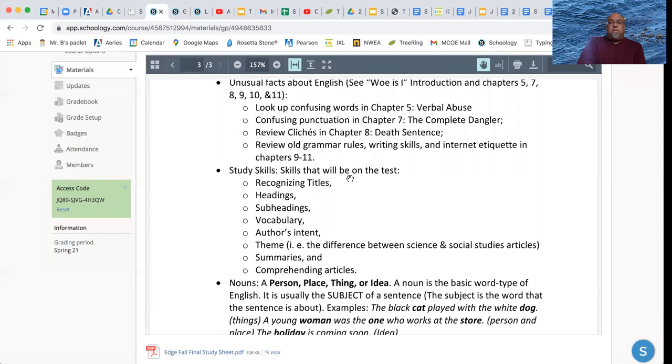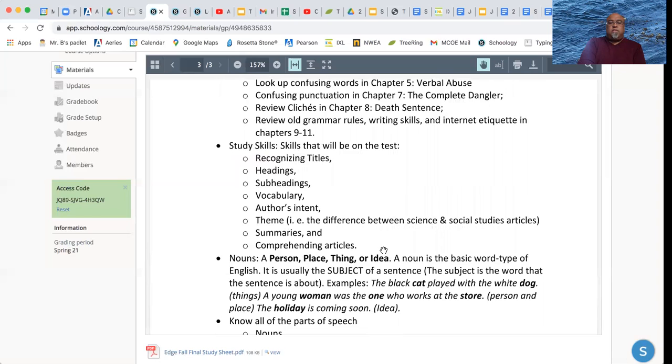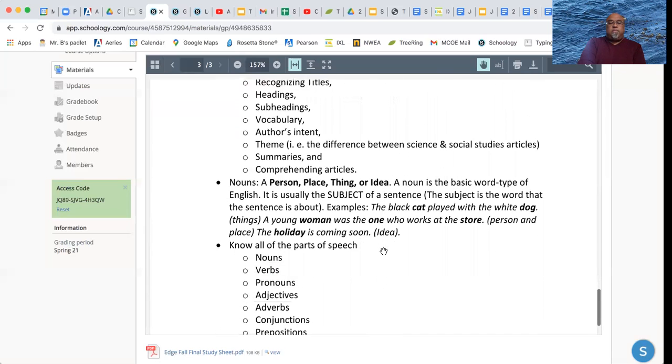Also in study skills, and this is going to be on the test, but this was part of the presentation I gave you on Monday, so you could review that presentation. Recognizing titles, headings, subheadings, vocabulary, understanding what the author's intent is. In other words, the purpose of the author in writing something. Is the author writing to persuade? Is the author writing to entertain? Things like that. Know that one well. Theme, like the difference between science and social studies articles. You want to be able to know sort of what the purpose of it is. Summaries, be able to recognize them, and comprehending the article itself.